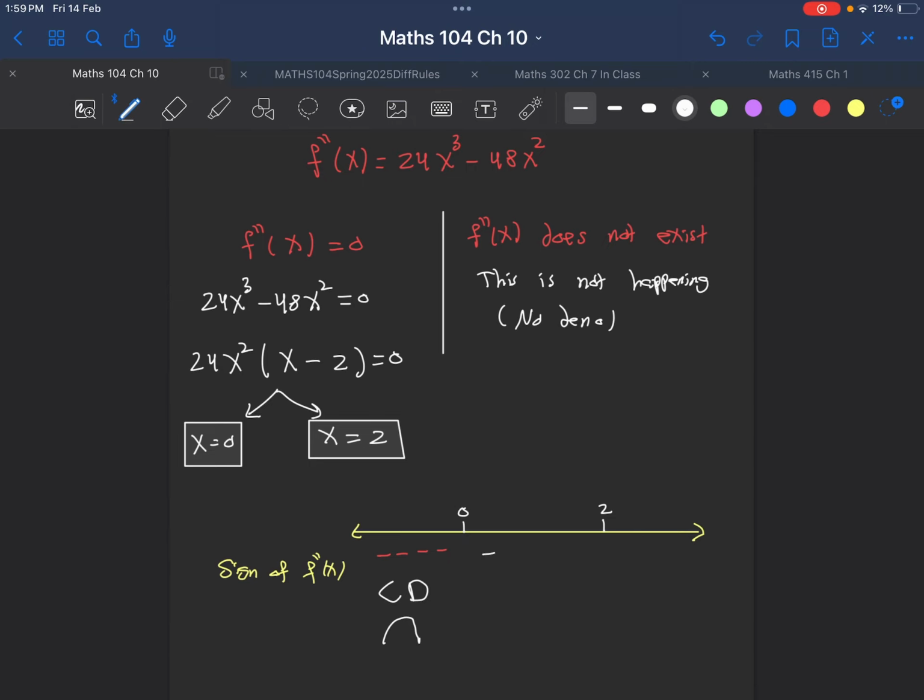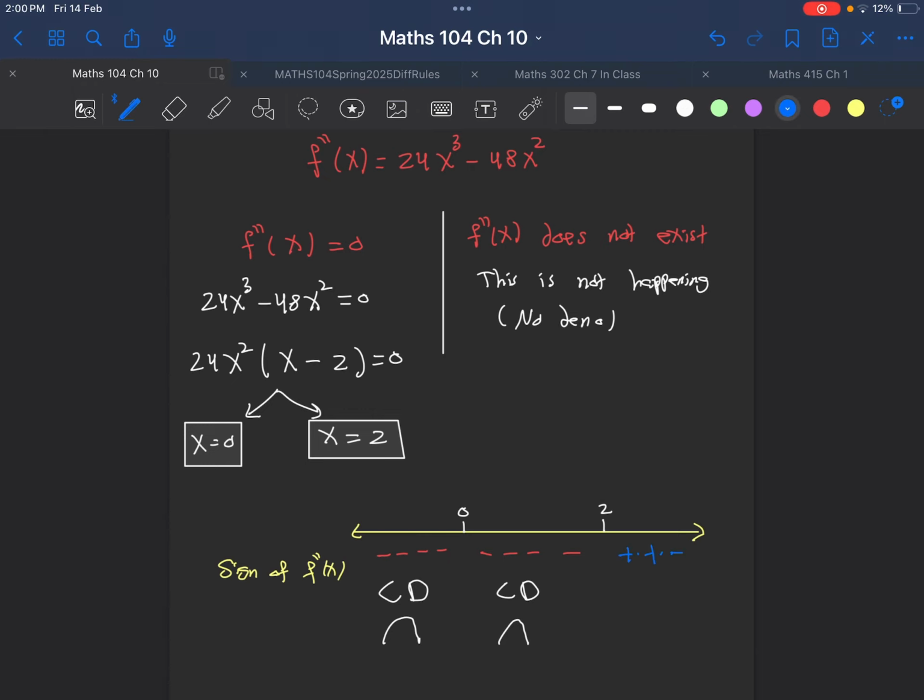Next, take a number between 0 and 2. I will pick 1. The answer will be again negative all the way, which means I don't have inflection at 0. It will remain negative. Finally, take a number which is greater than 2. For example, you can pick just 3. And if you do it, you get positive at the end here, which means this is concave upward going up.